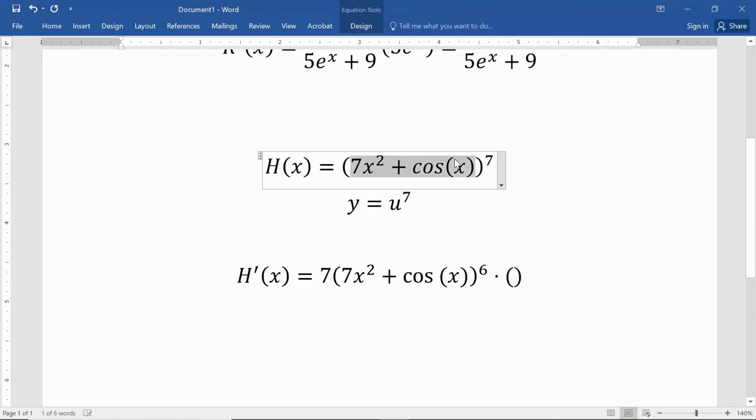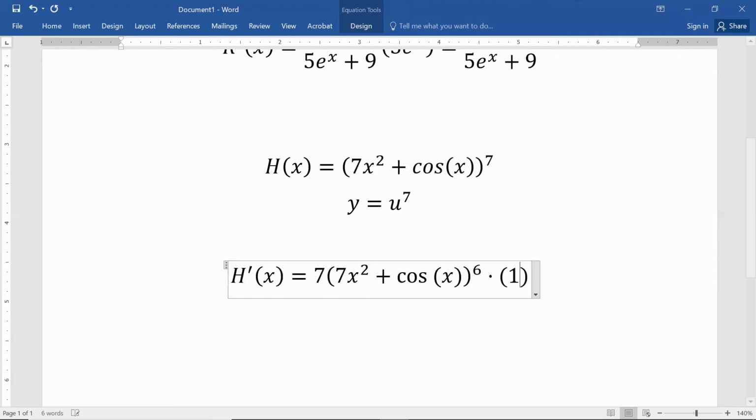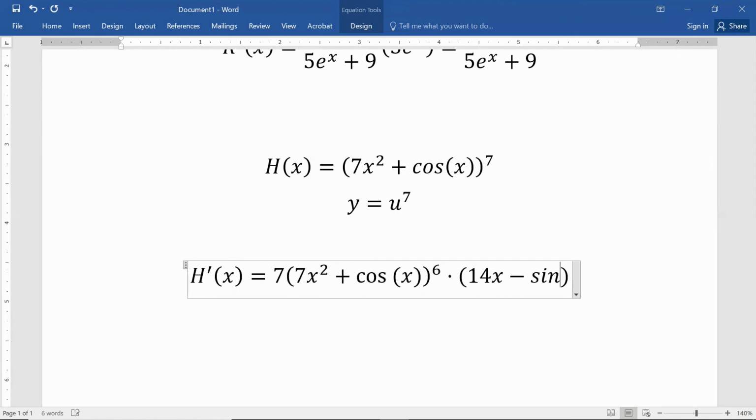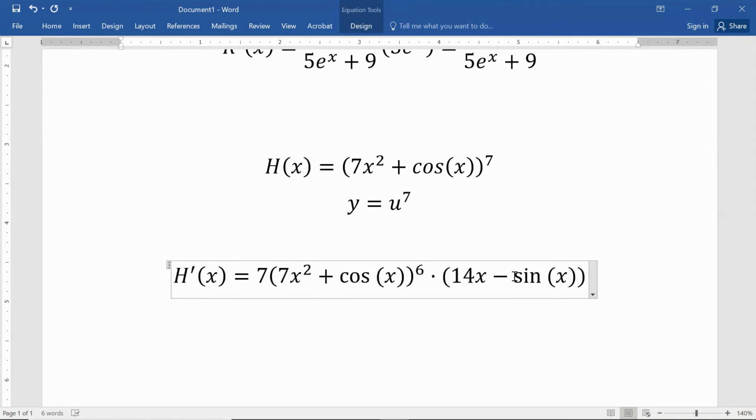Now, the inside function is 7x squared plus cosine. Derivative of 7x squared is 14x. The derivative of cosine is minus sine. And that would be your final answer. Now, some people will distribute this 7. The 7 you can't distribute into the 7x squared plus cosine x part because that part's being raised to a 6th power. But if you want, you could multiply the 7 times the derivative of the inside function.